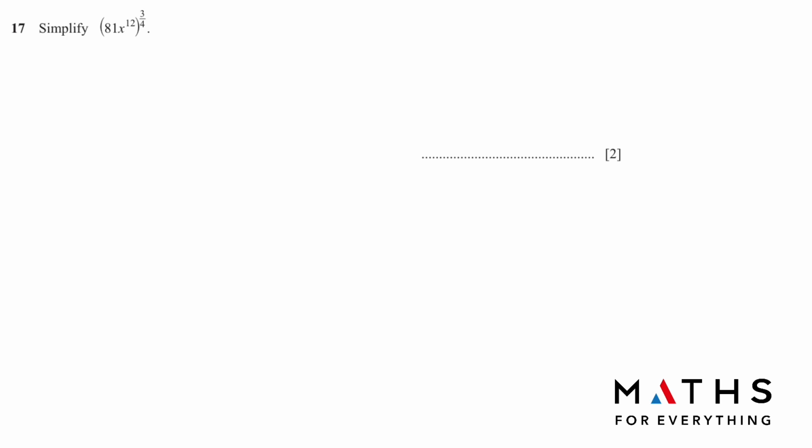We have to simplify this equation. It has number and x. So the power which is outside the bracket is distributed for both the number and for x. 81 to the power of 3 over 4 and x to the power of 12 multiplied by 3 over 4. If you have a bracket and the power is outside, we multiply. So 81 to the power of 3 over 4 will give you 27. 12 multiplied by 3 over 4 will give us 9. So x to the power of 9.